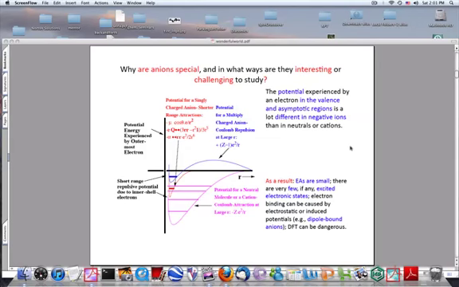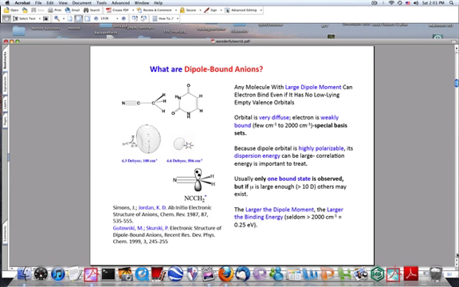Okay, so this is the second component of the series on the wonderful world of molecular anions. We're now going to look at some examples of the kinds of things I was talking about earlier. So first of all, dipole-bound anions.